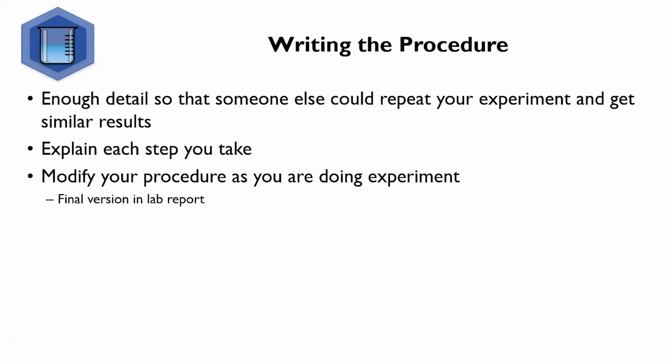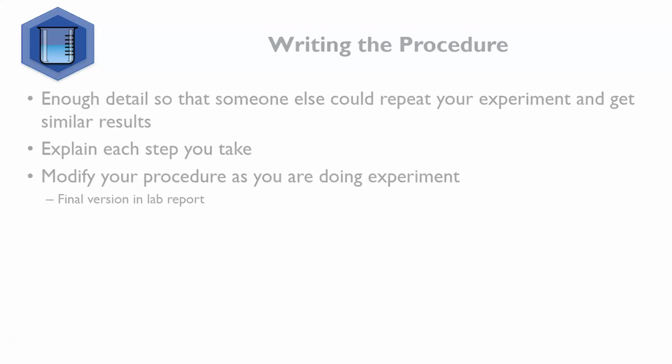Explain each step you take. If you record the volume by displacement, explain how you do that. It's okay to change your procedure as you're doing the experiment. It's only the final procedure that goes in your lab report. So if you get into lab and realize there's something not working the way you thought it would, make the change, write it down, and include the change in your final version.